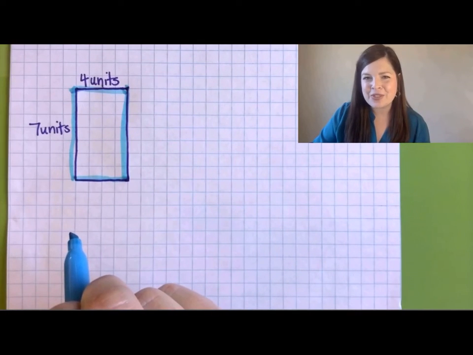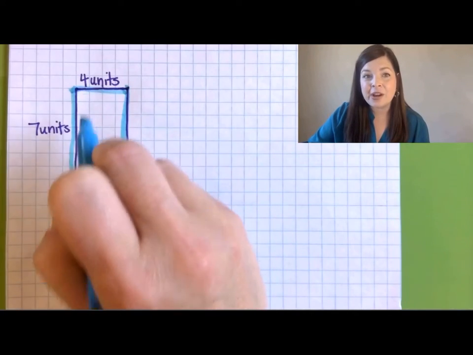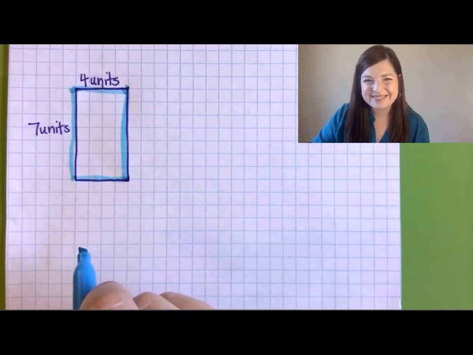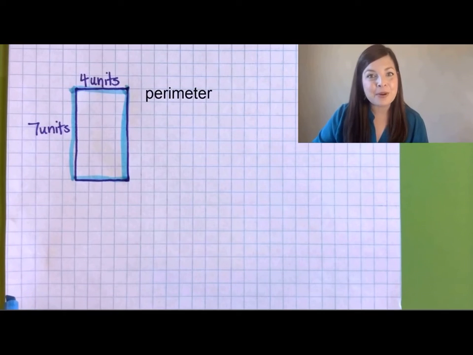Think back to what you learned in 3rd grade. What do we call the measurement of the distance around a rectangle? We call the distance around a rectangle the perimeter. Everyone say perimeter.